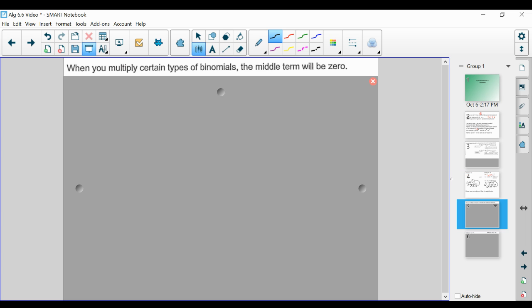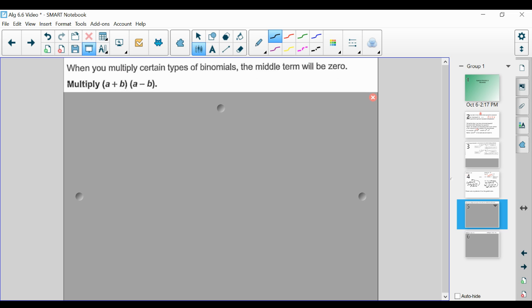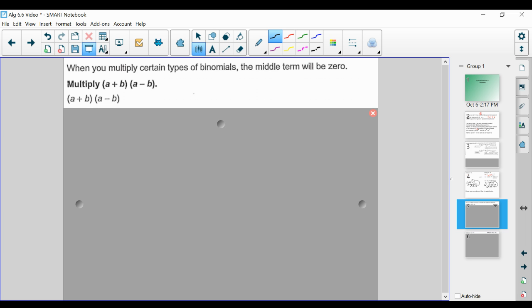All right, so if you listen to my voice, that means you should be on the back side of your guided notes. So here we go. When you multiply certain types of binomials, the middle term will end up being 0. If we are going to be multiplying a plus b and a minus b, whatever way we do it, we're going to see that the middle terms will cancel out.